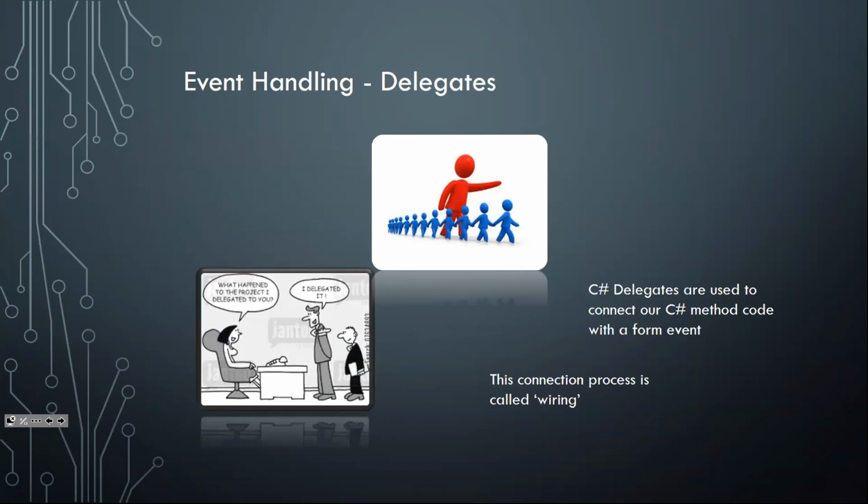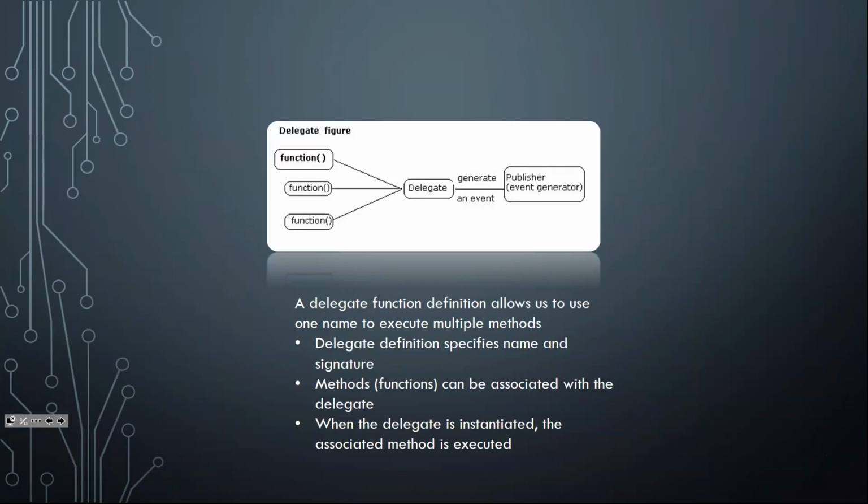Whenever we're looking at an event, we have what are called delegates in C#. C# delegates are used to connect our C# method, our code, with a form event. That's called wiring that event. I could use one event for several different items on my form. So I could have 3 buttons on my form that all ran the same method, depending on how I want to do that. And we're going to do that in just a second, so it'll make more sense.